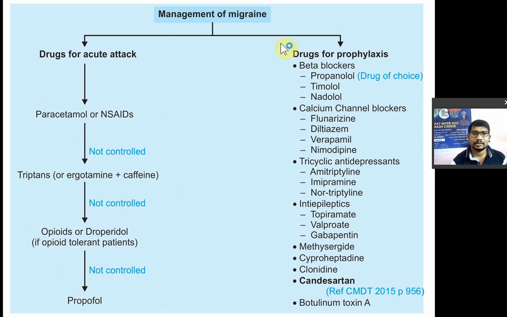Now for the prophylaxis, for the prevention, these drugs are used. For the prevention of migraine, beta blockers: propranolol, timolol, nadolol. Out of that, propranolol is a drug of choice for the prophylaxis of migraine.